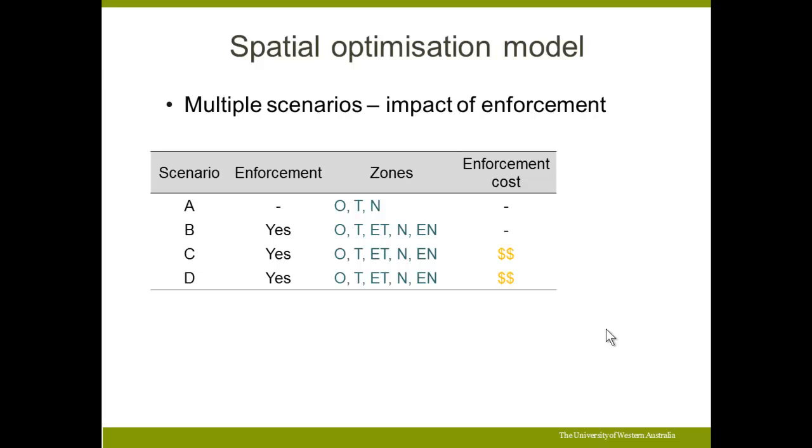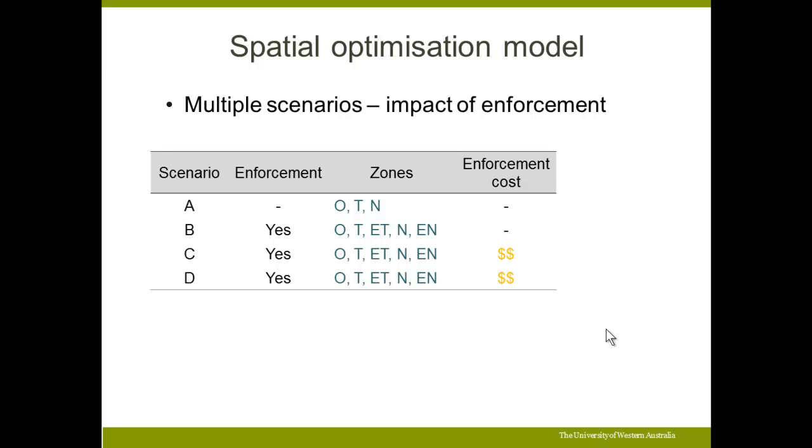So we looked at different scenarios. We started off with our basic scenario, scenario A, and in this scenario the model cannot allocate cells to enforced zones. So you see we can only pick up the open access, the turf and the no-take zone. Of course the cost of enforcement isn't incurred either. Our next scenario, scenario B, is our benefits scenario. The model can allocate cells to these enforced zones, enforced turf and enforced no-take, but we just get the benefits. We don't assume that there's any cost associated with that enforcement.